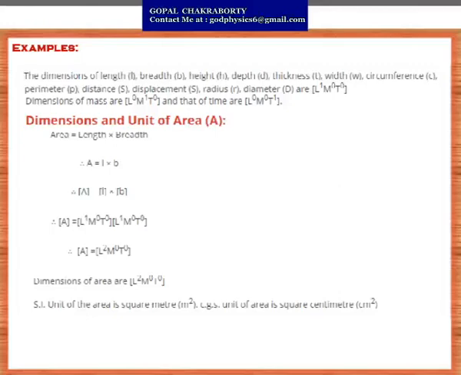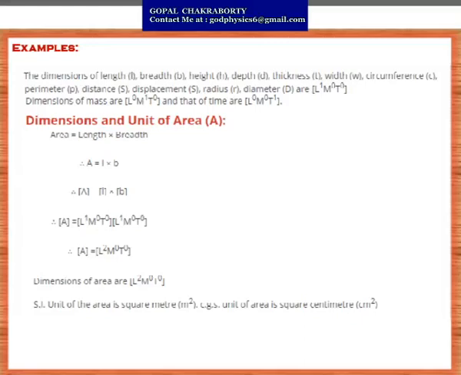So here is our first example. The dimension of length L, breadth B, height H, depth D, thickness T, width W, circumference C, perimeter P, distance S, displacement S, radius R, and diameter D is [L^1 M^0 T^0] within square bracket. The dimension of mass is [L^0 M^1 T^0]. And that of time is [L^0 M^0 T^1].